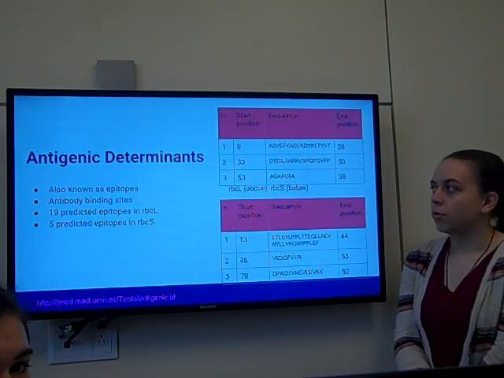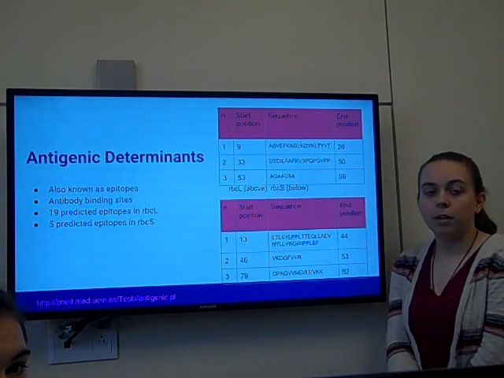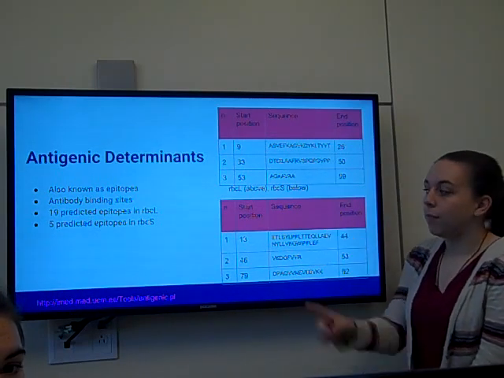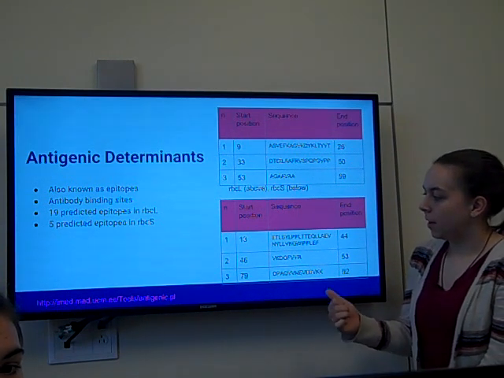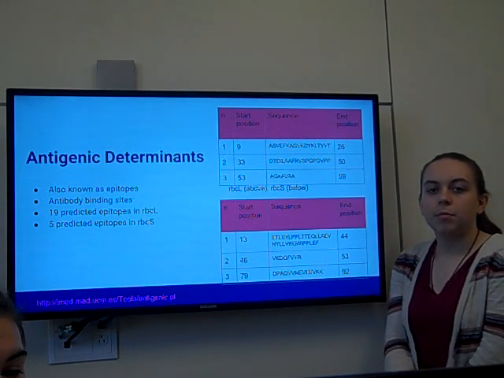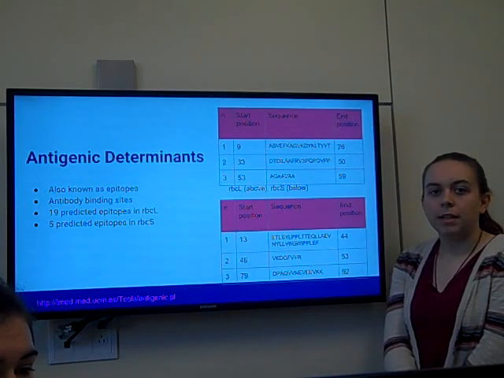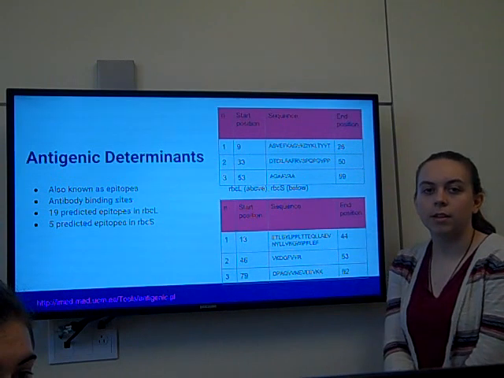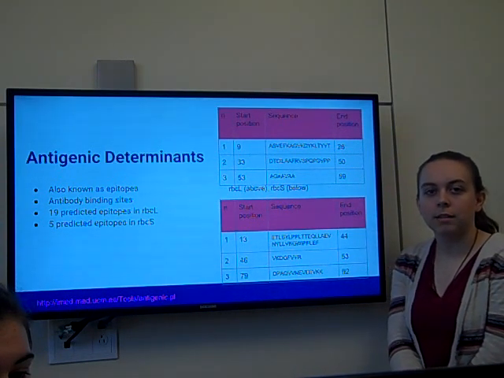Antigenic determinants are also known as epitopes. This is where the antibody can bind onto the protein. These are three examples of each. So we have RbcL, which is the large subunit above, and these are three epitopes there, and then three epitopes at the RbcS subunits. This plays an important role in immunoblot analysis. So antibodies are used to attach and to show if specific proteins are found in a sample. So knowing where the epitopes are is very important in this.